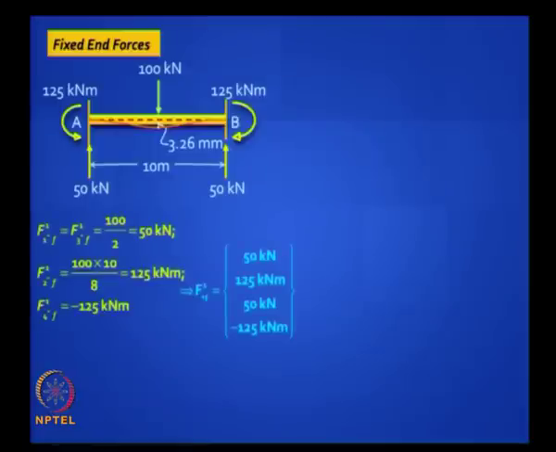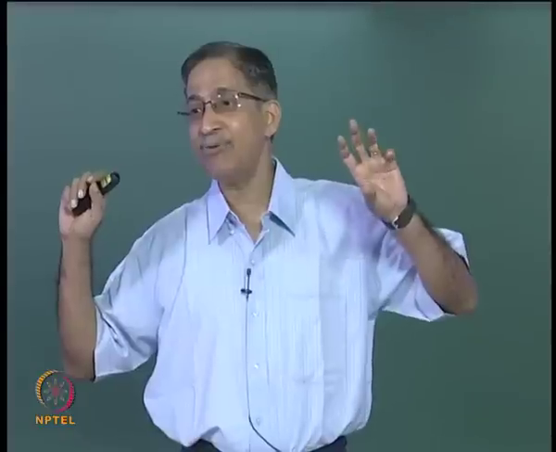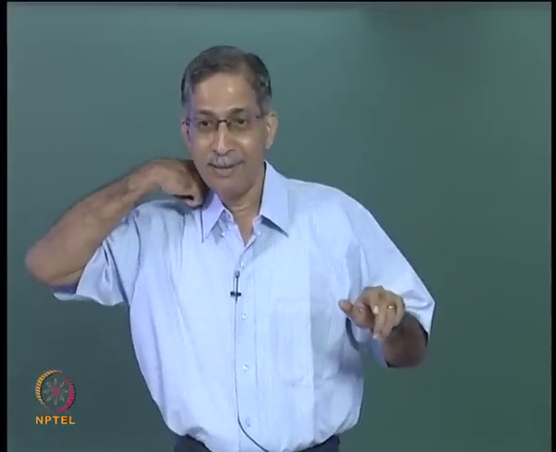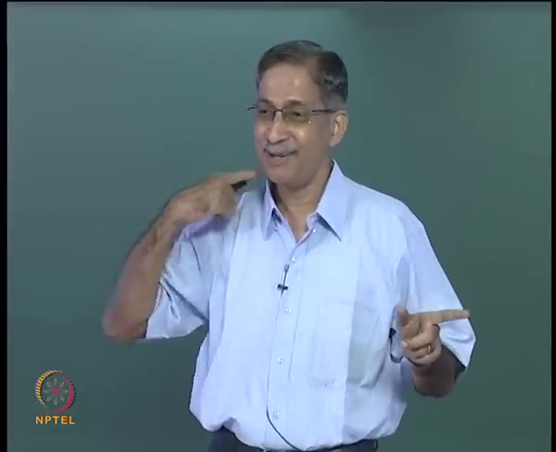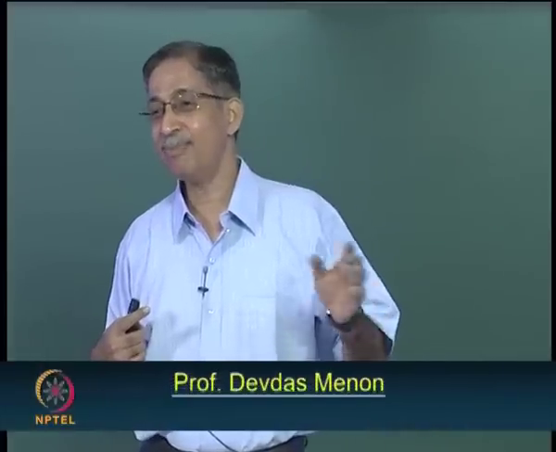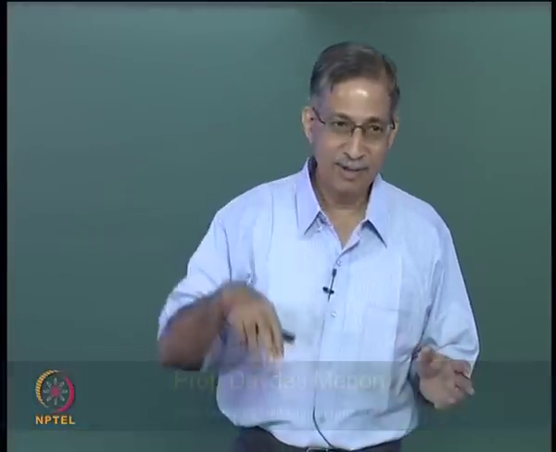So first the reactions, 100 kilonewtons shared equally 50-50 and WL by 8. Remember when we did slope deflection and moment distribution, the left was minus, the right was plus. Now it will be reverse because anti-clockwise is positive, so be careful. The left is plus and the right is minus because you have a downward load.